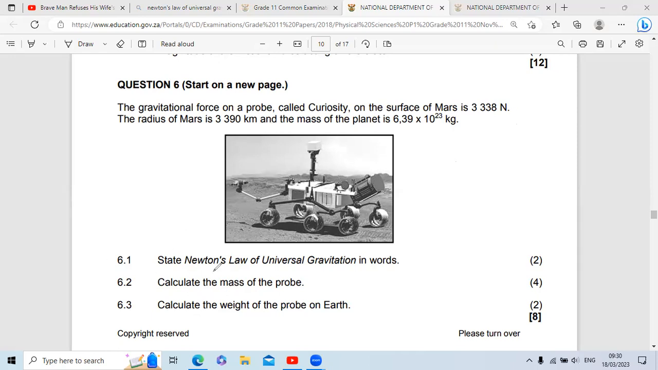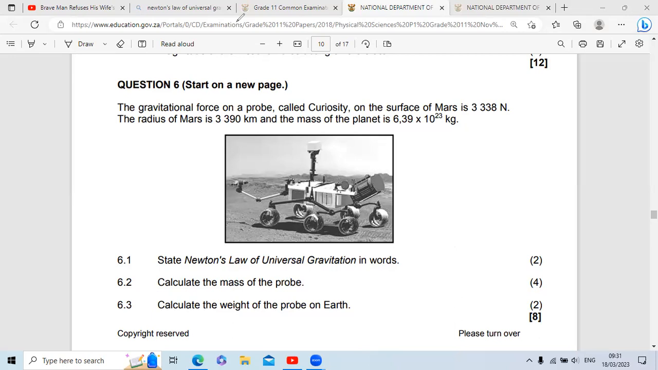So now we're going to state Newton's law of universal gravitation in words. Jason, can you state that for me? Just want to make sure that you still remember. Every mass that attracts another, the force is directly proportional to the product of the masses, and inversely proportional to the square of the distance between the centers of the masses.